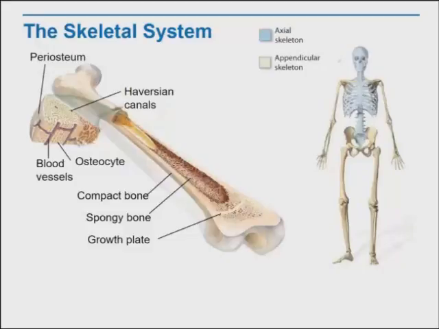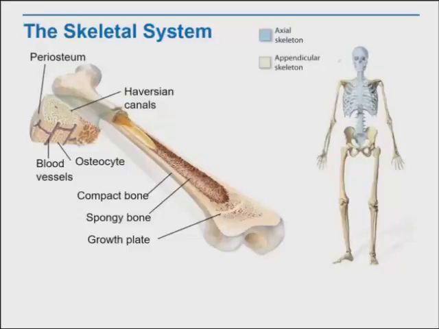The 206 bones in the adult human skeleton form the axial skeleton and the appendicular skeleton. The axial skeleton, the skull, the vertebral column, and the rib cage, supports the body's central axis. The bones of the arms, legs, pelvis, and shoulders make up the appendicular skeleton.